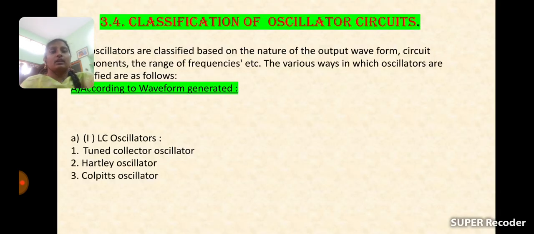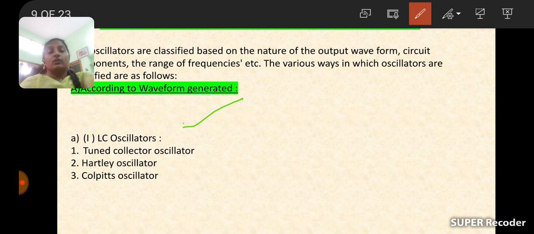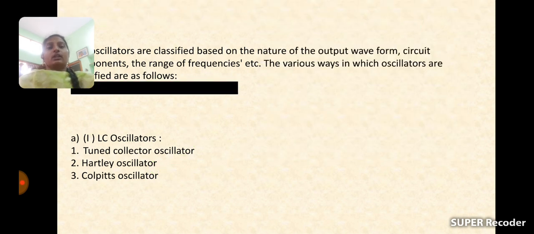There are 4 types. What are the 4 types? LC oscillators, tuned collector oscillators, Hartley oscillators, as well as Colpitts oscillators. Okay, and while coming to the next one.